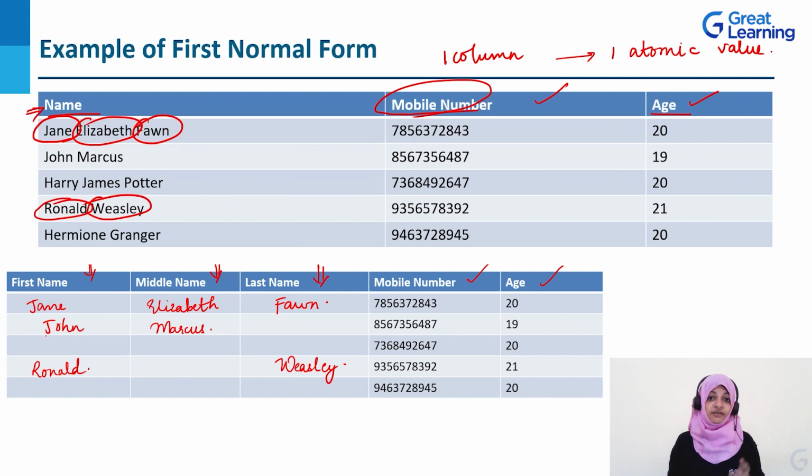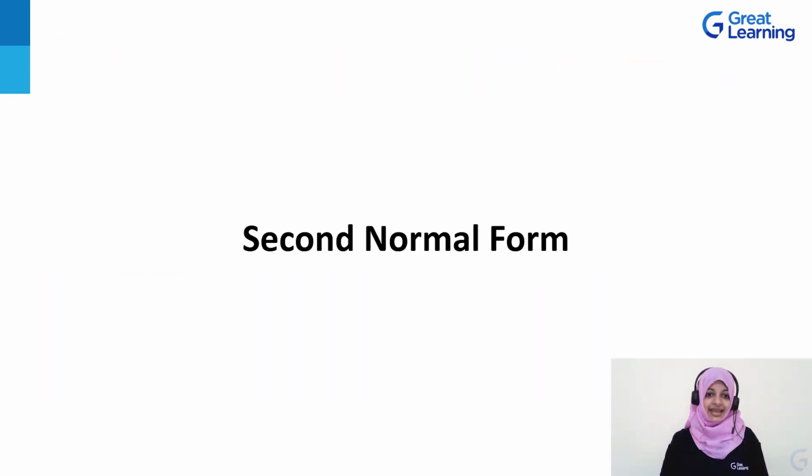This means that multiple values should not exist in any particular row of any column given in the table. Next, let us look at what the second normal form is.